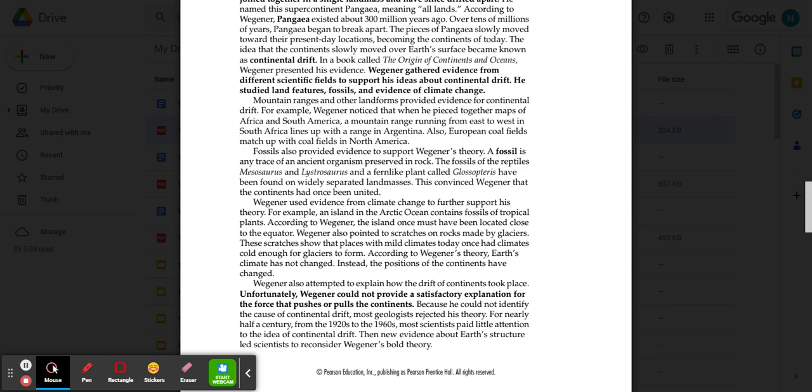Wegener also attempted to explain how the drift of continents took place. Unfortunately, Wegener could not provide a satisfactory explanation for the force that pushes or pulls the continents. Because he could not identify the cause of the continental drift, most geologists rejected his theory. For nearly half a century, from the 1920s to the 1960s, most scientists paid little attention to the idea of continental drift. Then, new evidence about Earth's structure led scientists to reconsider Wegener's bold theory.